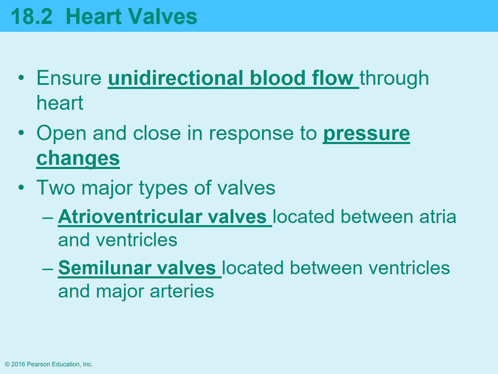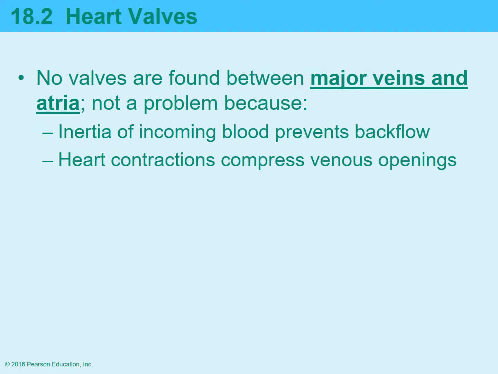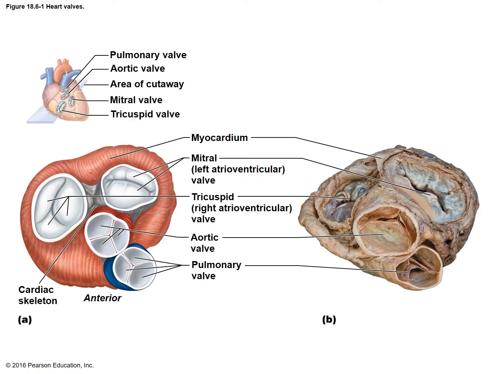And then we have the semilunar valves. The semilunar valves are located between the ventricles and the major arteries. There's no valve between the major veins and the atrium. You don't really need it because there's enough movement of the blood, it prevents backflow. And there are valves embedded within the veins for backflow. So this is showing the AV or atrioventricular valves and the semilunar valves.